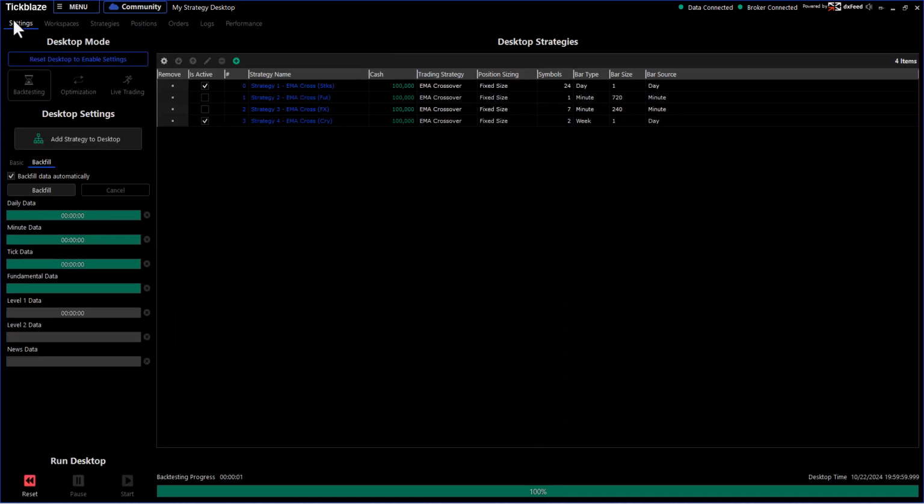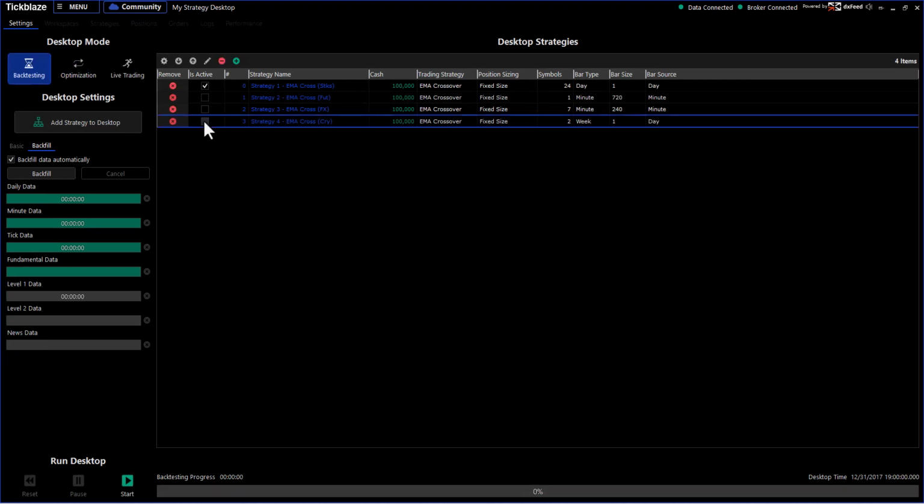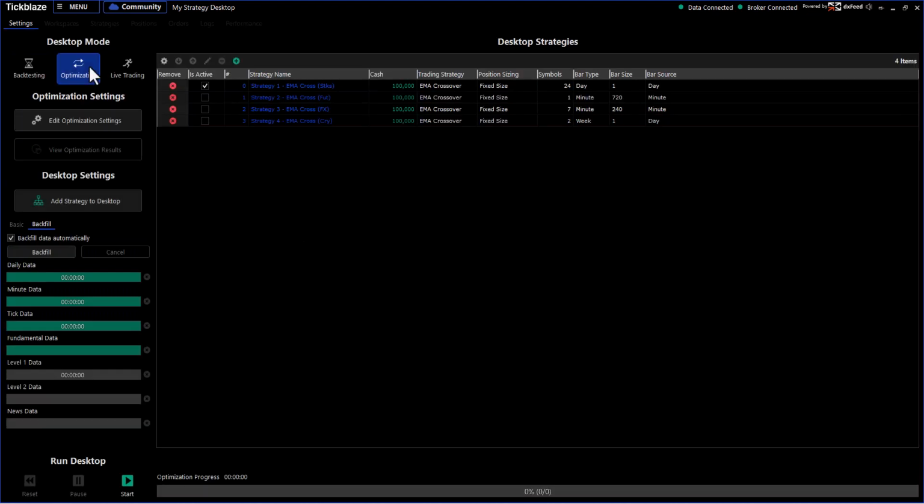Now that I've given you a quick overview of how quick it is to backtest a strategy, what I'd like to do is switch over to the optimization window so that I can show you how to find the best parameters for your trading systems. Now, strategy optimization is designed to look at all the different iterations and help you determine the best settings of the indicators and your strategy so that you have a better edge in the market.